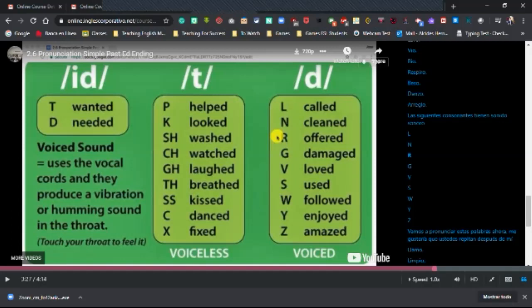Wanted. Wanted. Needed. Needed. Helped. Helped. Looked. Looked. Remember to make at the end a little pronunciation like the letter T. Hagan como una pronunciación que termine con un sonido de T, de letra T, okay?